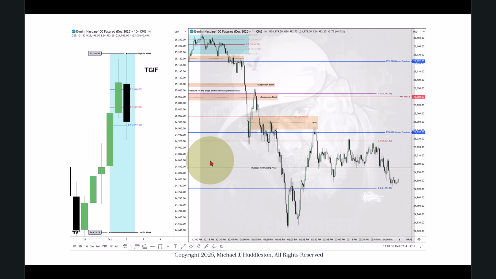All right, so moving into the afternoon, all I did was move forward in the chart, and you can see how we came up into consequent encroachment of that suspension block that becomes an inversion level. Same here, fills that small little gap right there. It's too small for me to annotate.